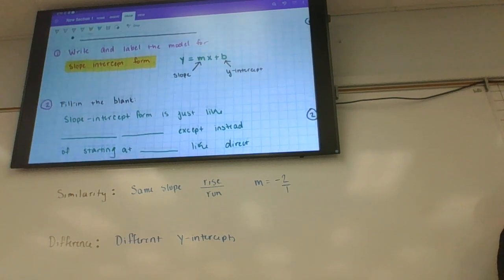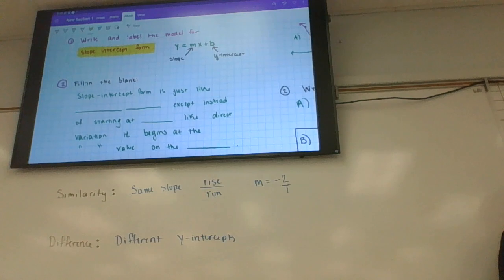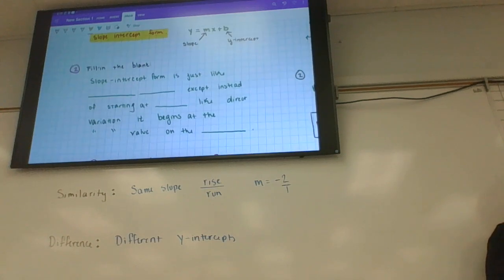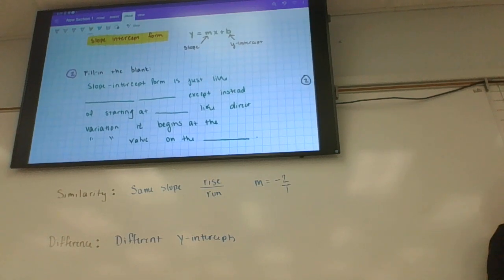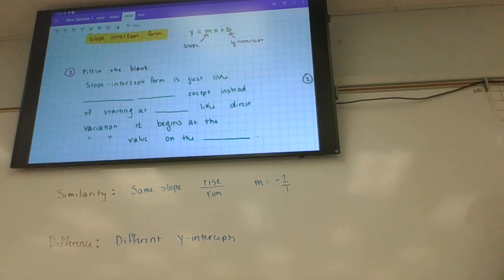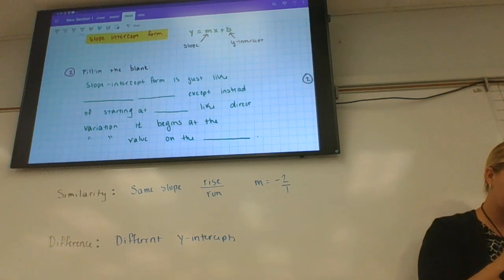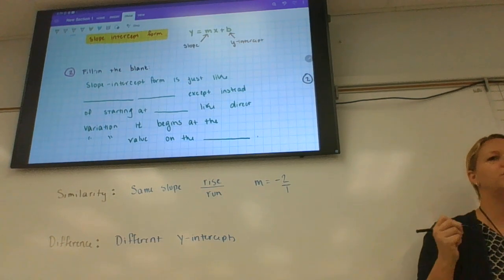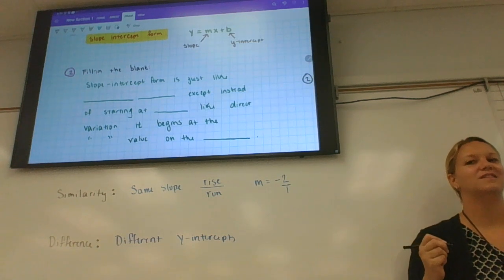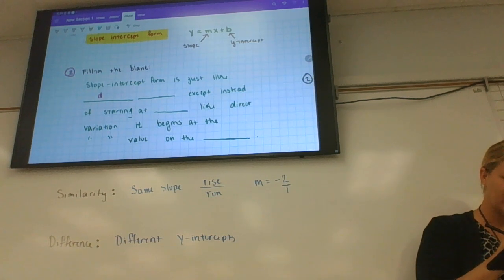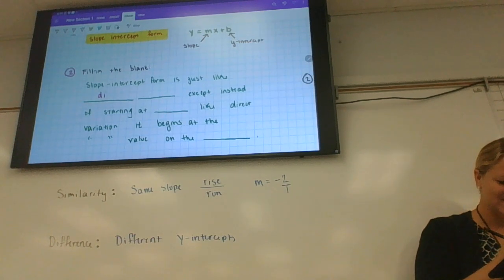Okay, let's do a little fill in the blank. Quite a statement to write, but we're almost done. Slope-intercept form is just like, what do you think I'm going to say? Slope form. Direct variation. Y'all got all that wrong. It's funny, it's like you can't read my mind.